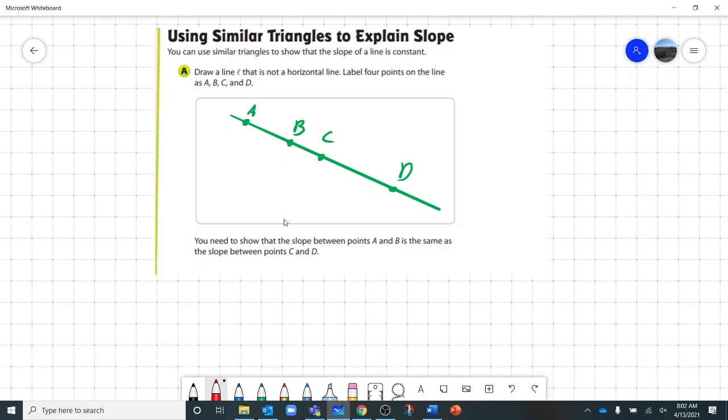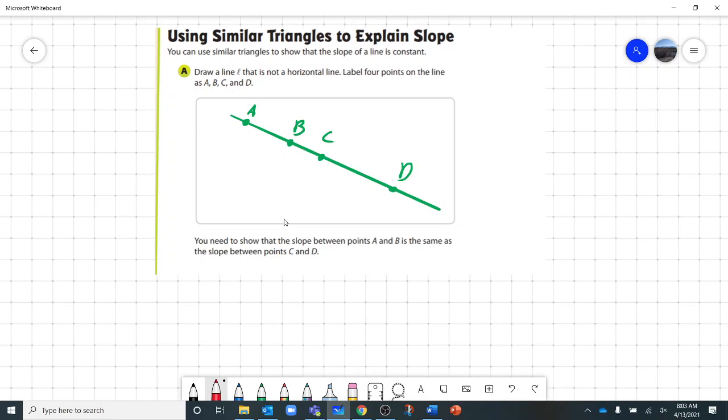All right, so we draw a straight line L, that's our green line. We label points A, B, C, and D on that line. And then we need to show that the slope between A and B is the same as the slope between C and D. I don't love this problem.